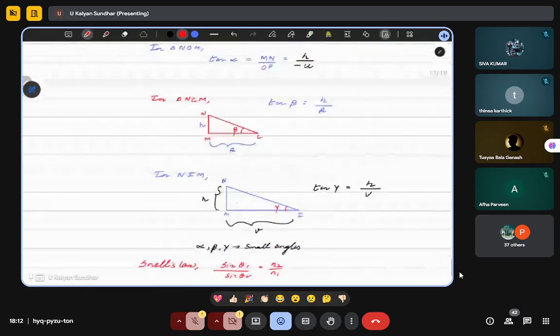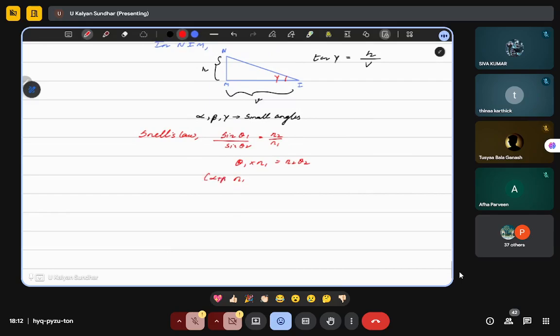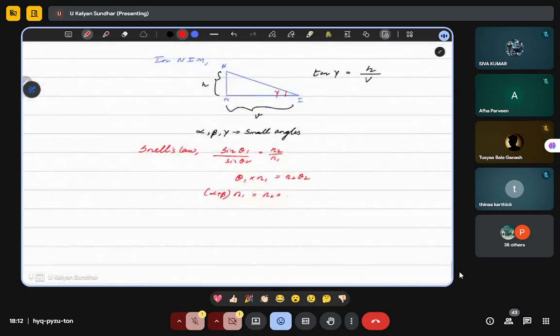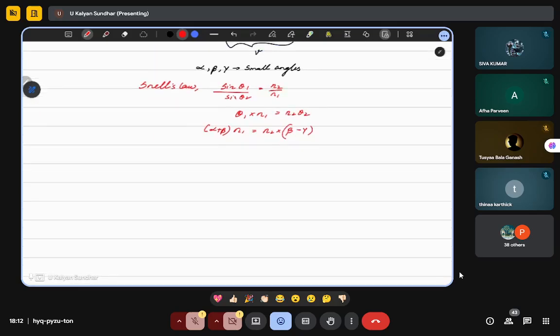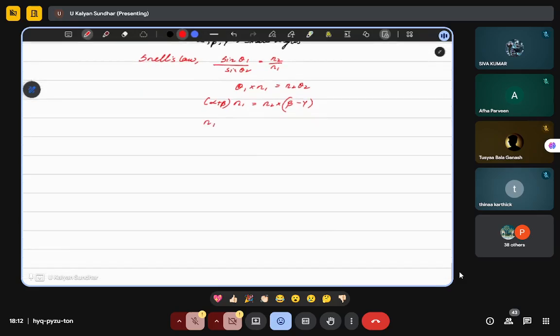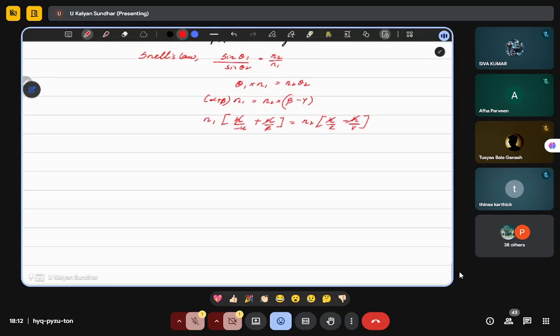What is theta 1 in terms of alpha and gamma? Theta 1 is alpha plus beta. So write this as alpha plus beta, which will be equal to n2 into theta 2, which is beta minus gamma. Do you know the values of alpha, beta, gamma? Substitute it here. Taking n1 common, you will get h by u plus h by r, which will be equal to n2 times h by r minus h by v. Now all the h will get cancelled out, right? So ultimately by rearranging the terms, you will get n2 minus n1 divided by r will be equal to n2 by v minus n1 by u.